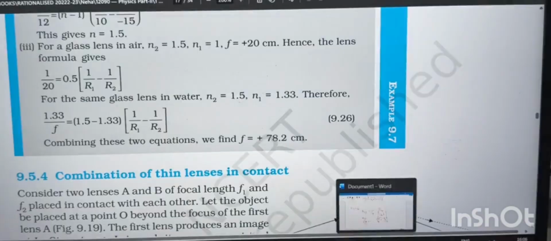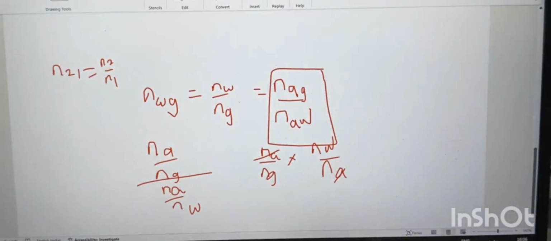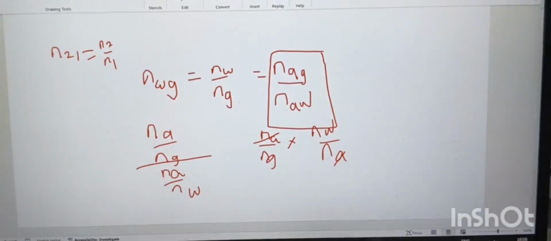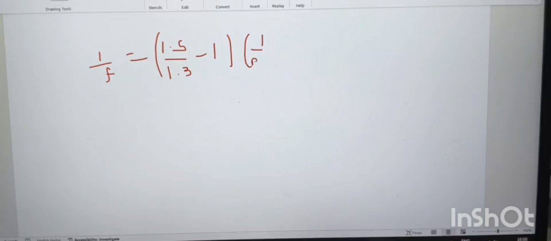So if you take 1 by F, the formula that is there, it is actually 1 by F is equal to N value, which is nothing but 1.5 divided by 1.3, minus 1, because it was N minus 1, and then it is 1 by R1 minus 1 by R2. We don't know the values for the radius of curvature. So we will just put it in that way only.